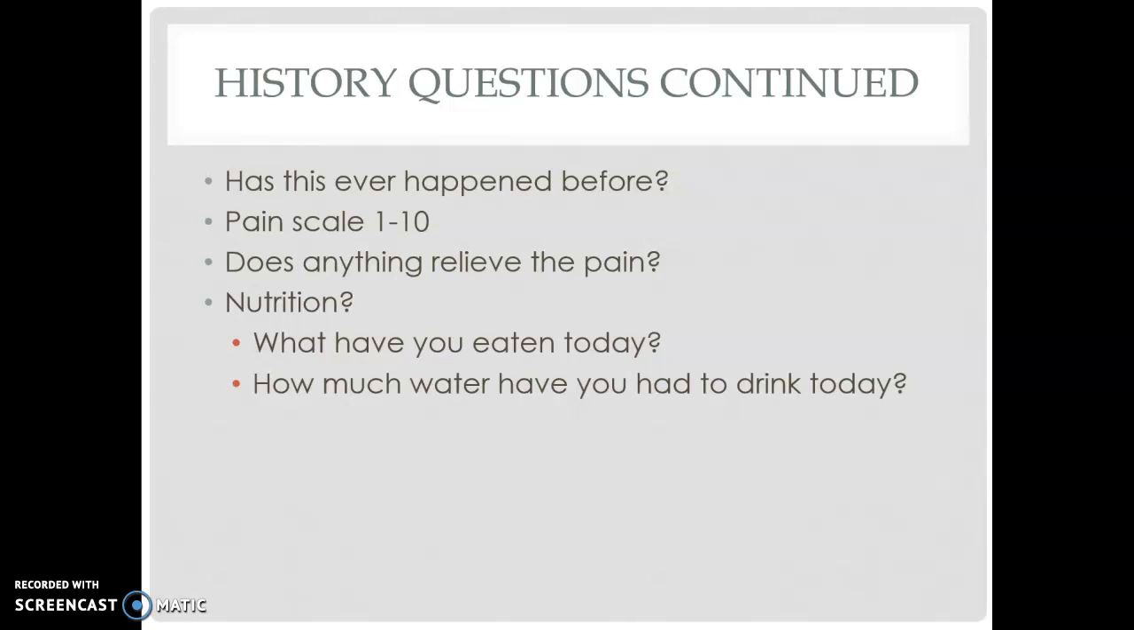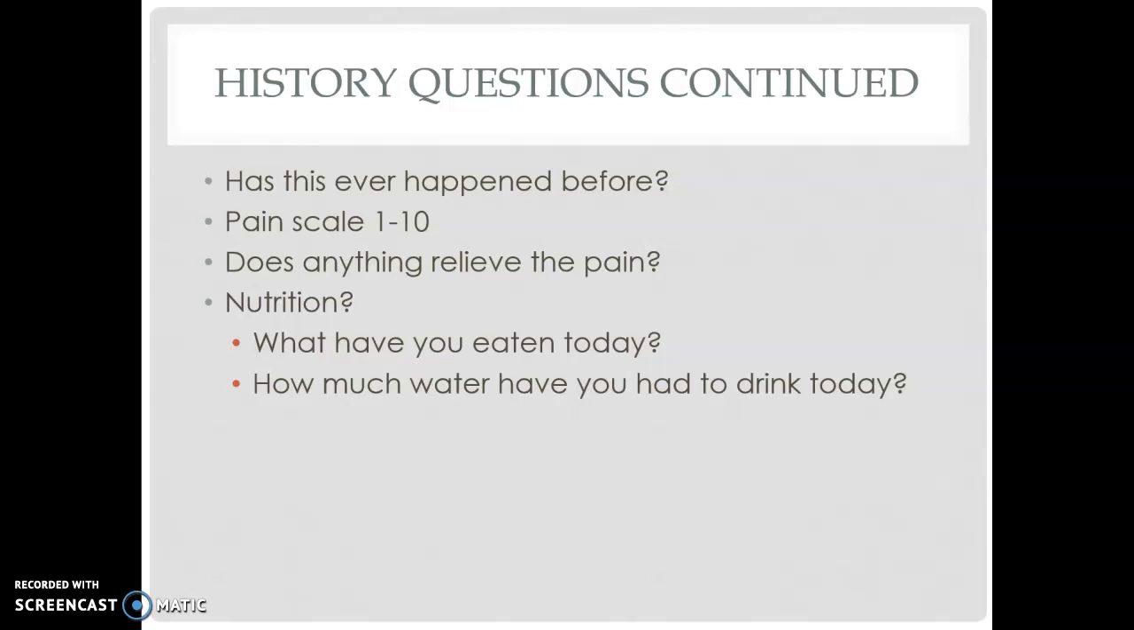Other important ones would be trying to figure out if anything else has happened in that area before. So has this injury ever happened before? Maybe they hurt that ankle and they had already sprained it 3 times in the past year. That's going to be very important information. You also want to judge the severity of their pain by using something called the pain scale, which is just a scale from 1 to 10.